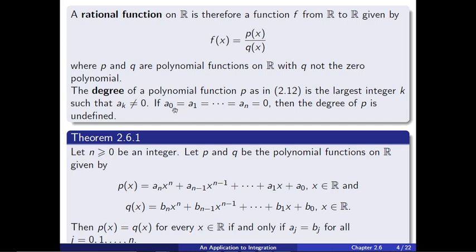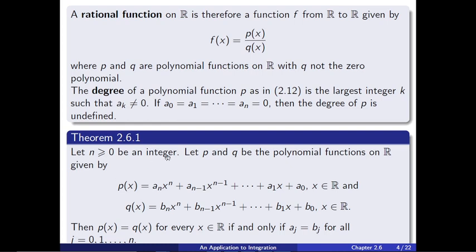And if all the coefficients are 0, so in other words the function is just 0, then the degree of p is undefined in that case, right? So let's look at what equality looks like when we are dealing with polynomial functions.